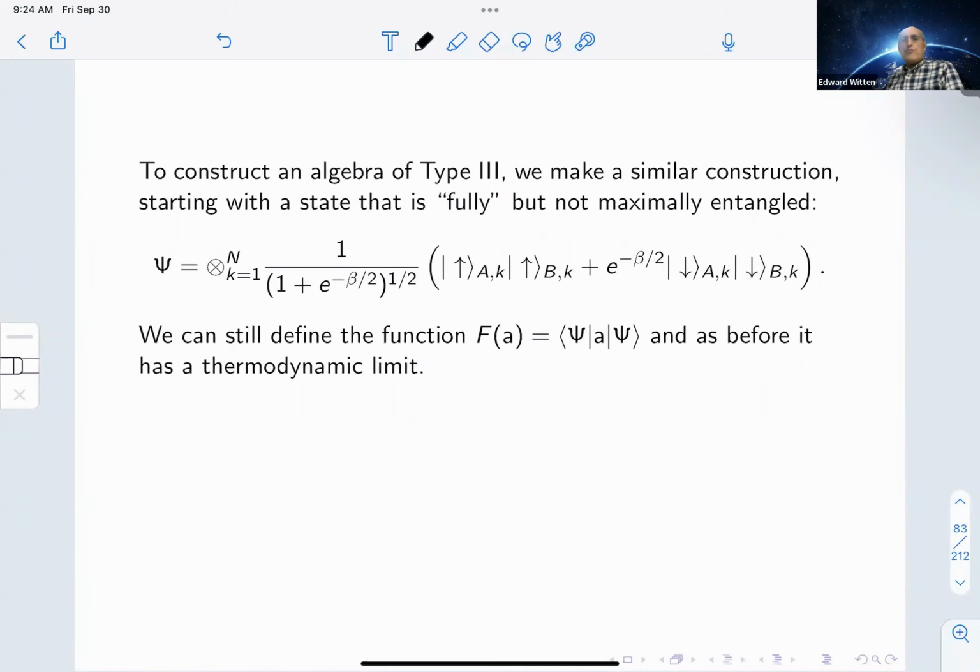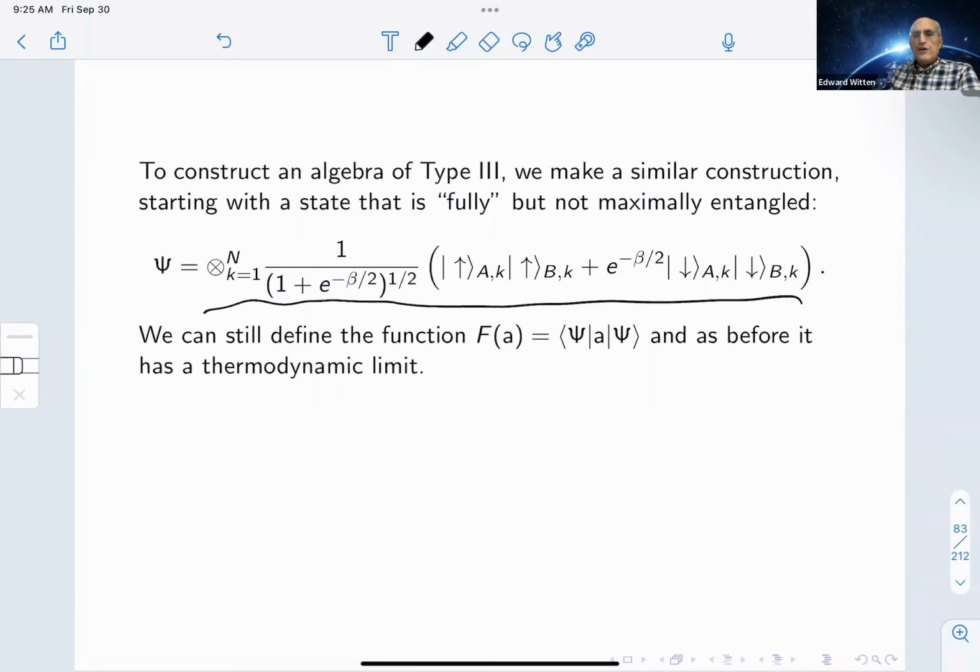Now, what's an algebra of type 3? Well, to make an algebra of type 3, we do almost the same thing, but we start with the case that the kth qubit of system A is entangled with the kth qubit of system B fully, in the sense that the eigenvalues of the density matrix are not 0, but not maximally, in the sense that those eigenvalues are not equal. So I've written a simple example of a state where the kth qubit of system A is entangled with the kth qubit of system B with a thermal but not maximally mixed density matrix.